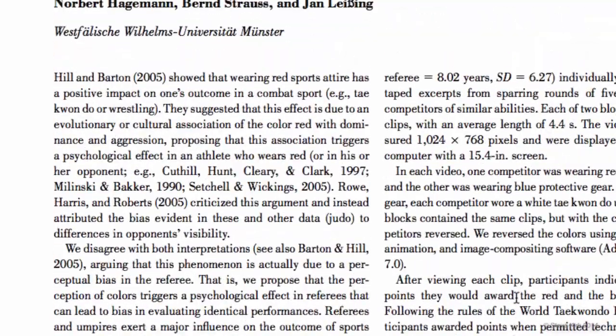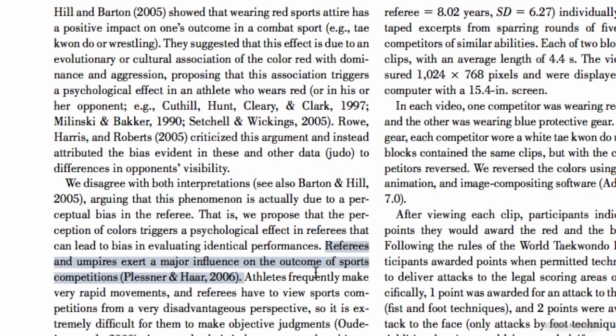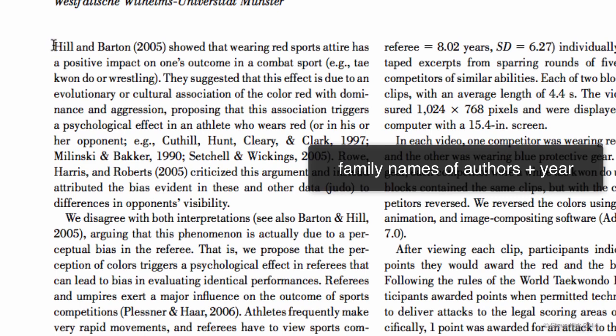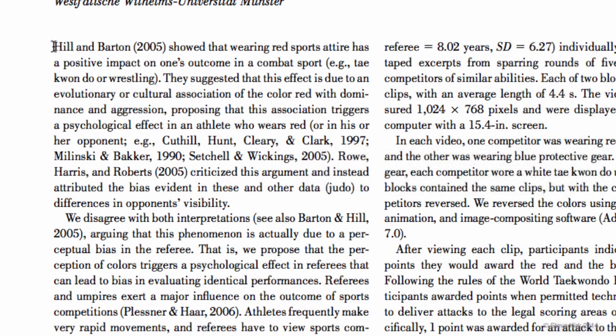Okay, let's just go back here for a second. Two ways you can put citations in your paper. One is to say the point and then put this at the end in parentheses: family names of the authors and the year. The other way is if you use the names of the researchers in the sentence, like this: Hill and Barton showed that wearing red sports attire, okay? Then, in this case, you just put the year in parentheses after the name.